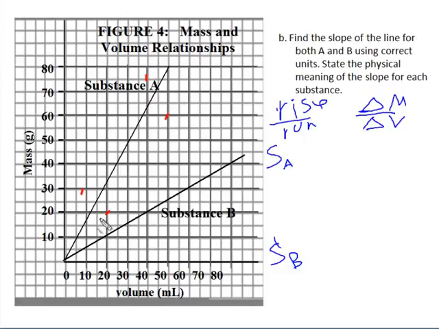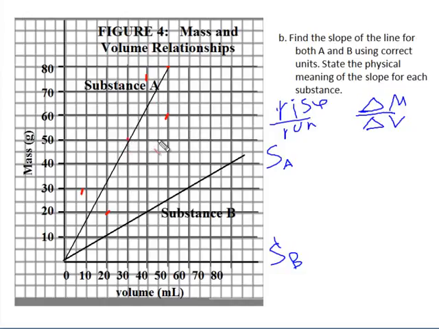Okay, I don't want to pick these because they are not part of the best fit line and will skew my density. So I'm going to pick 2 points. I'm going to pick this point right here, which is on the line. I like to pick points where they intersect one of the blocks and I can easily read the mass or volume. So I'm going to pick this point here at a mass of 80, and let's see, this one intersects pretty nicely here at the 50.